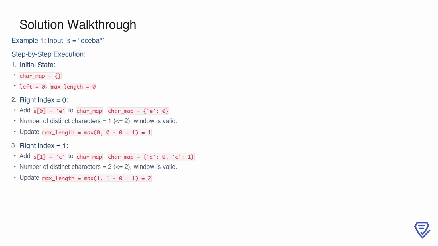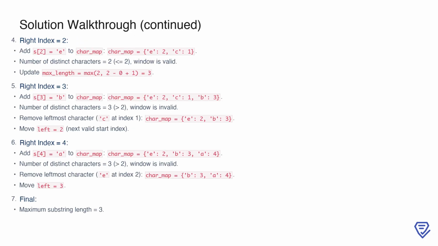Next, when the right pointer moves to index 1, we add c to the map. The window now contains two distinct characters, which is still valid. Therefore, we increase the maximum length to 2. Now, at index 2, we encounter e again. Since e is already in the map, we simply update its index. The window remains valid with two distinct characters, so we update the maximum length to 3.